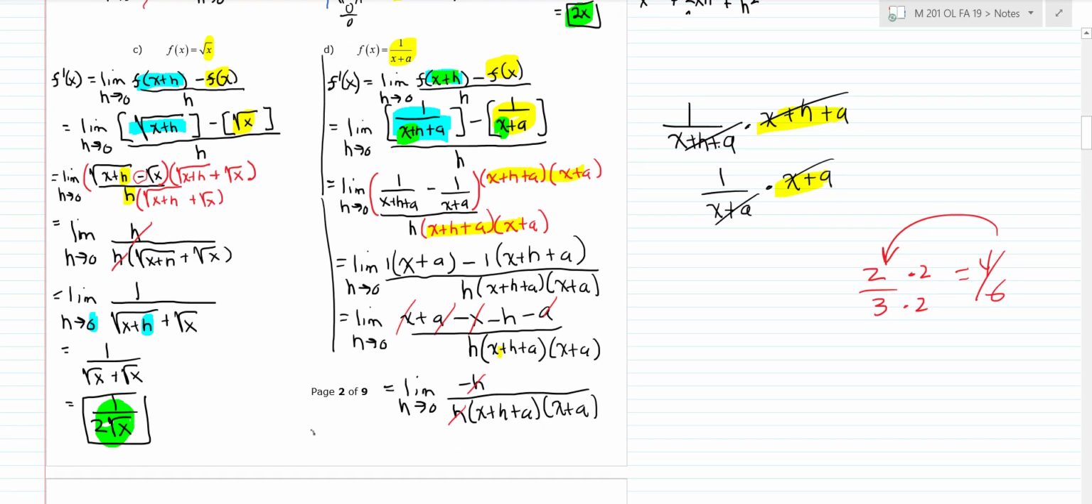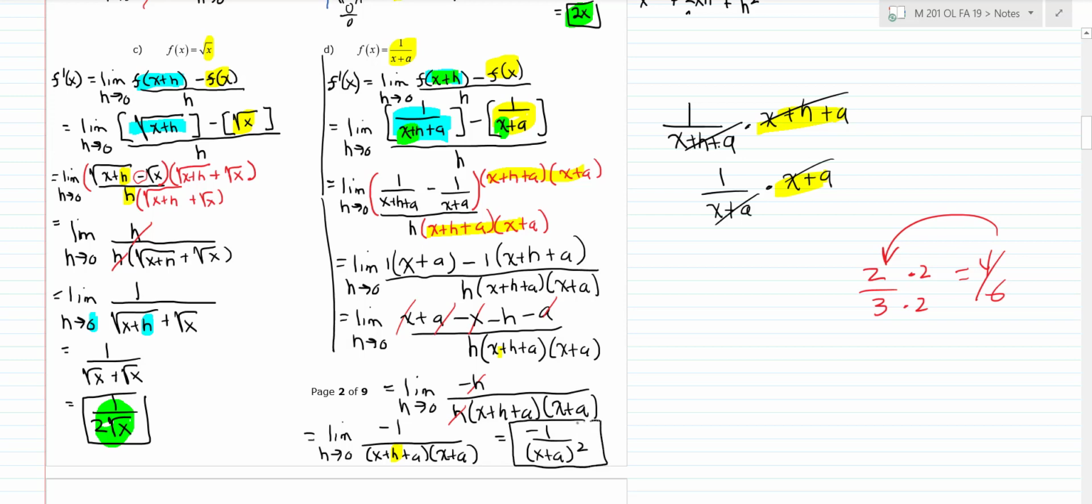So right now, we're left with the limit as h goes to 0 of negative 1 over x plus h plus a times x plus a. Now you have an h that's going to go to 0. Okay, so what are you left with? You're left with negative 1 over x plus a times itself.